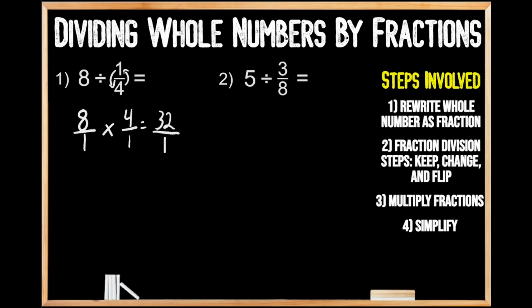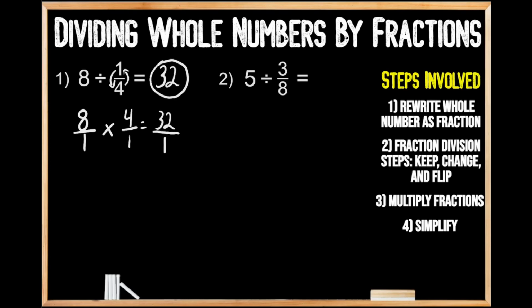Now we're going to move on to step number 4, where we're going to simplify the fraction if needed. In this situation, we can't simplify the fraction, but I'm sure that you've noticed, just like how 8 groups of 1 represented our whole number of 8 in the question, 32 groups of 1 is going to represent 32 whole groups. So we're going to have a whole number in our answer. When we divide 8 by 1/4, we get the whole number of 32 for our answer.